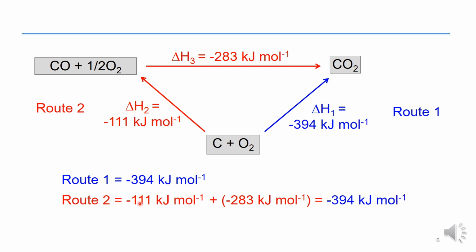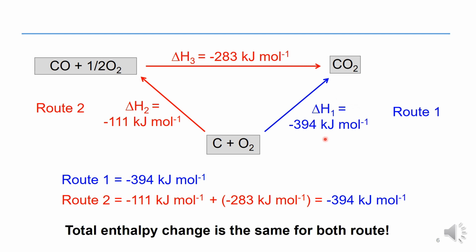As we learned in the previous slide, delta H1 is equal to the summation of delta H2 plus delta H3. So route 2 is delta H2, negative 11 kJ per mole, plus delta H3, which is negative 283 kJ per mole. When we calculate, we get negative 394 kJ per mole. It is the same as route 1, which is delta H1. So we can conclude that the total enthalpy change is the same for both routes.